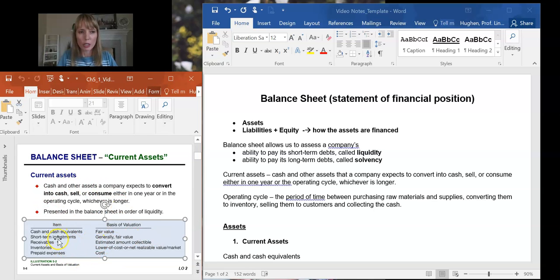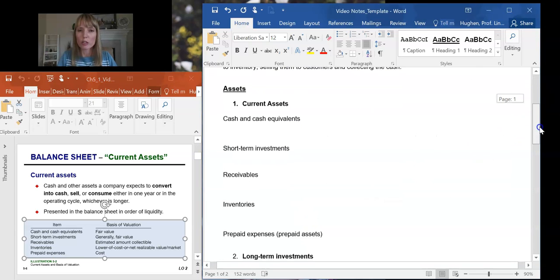Here in this PowerPoint slide, we see the main categories of current assets, and they are listed in this specific order. Cash first, of course, because that's the most liquid, but we don't just say cash. Cash also includes cash equivalents.